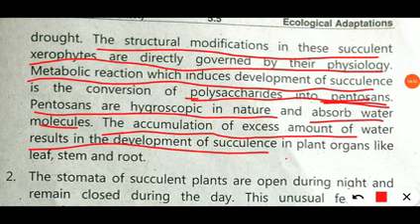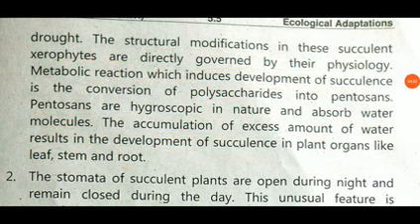The accumulation of excess amount of water results in the development of succulence in plant organs like leaf, stem and root. These are the three important plant organs where water will be stored, and they form the succulent. This first point is clear. Then we move on to the next point.